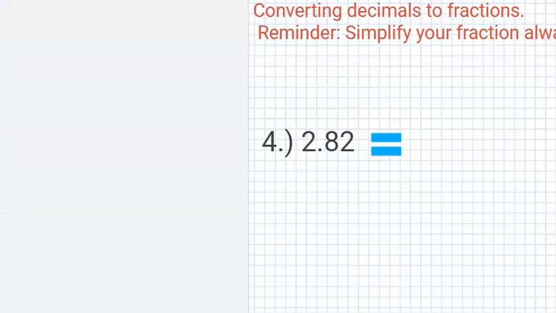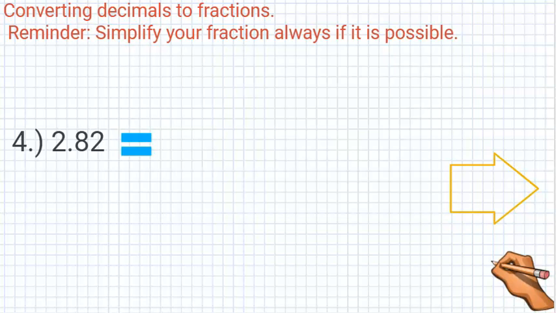my mixed number. Now let's go into our last problem, and it's converting decimals to fractions. And remember, we gotta simplify your fraction if it is possible. So we've got our mixed number, we got 2, and we're gonna write 82 over 100 again, right? So now I gotta think about this. Okay, this is an even number, I can divide by 2.